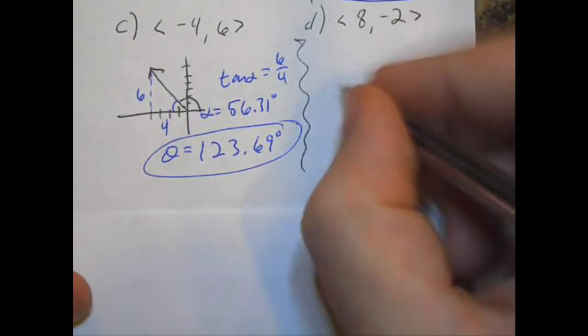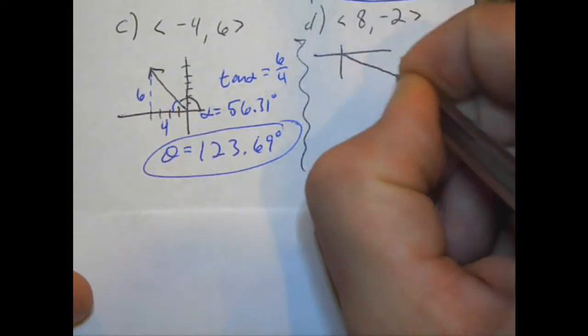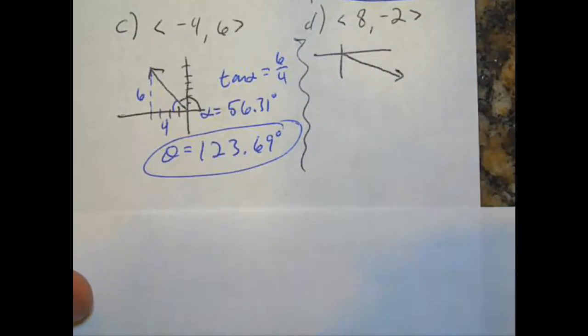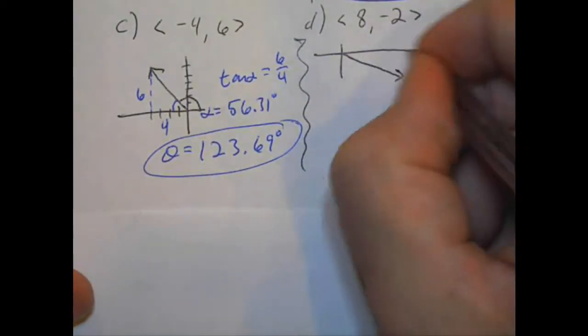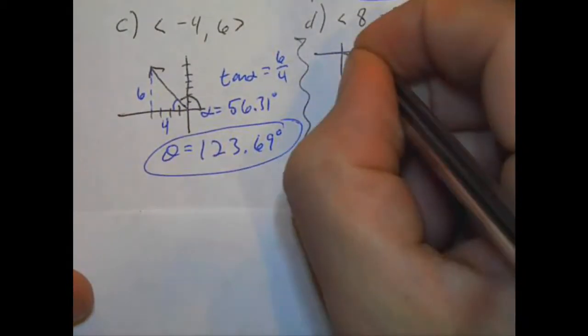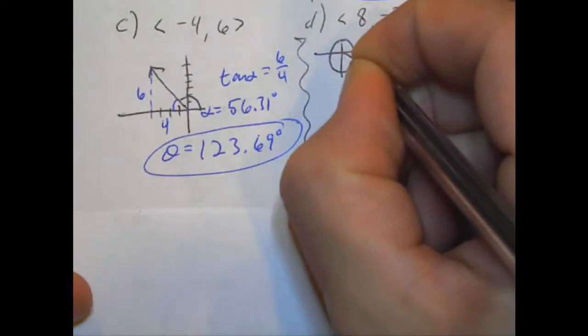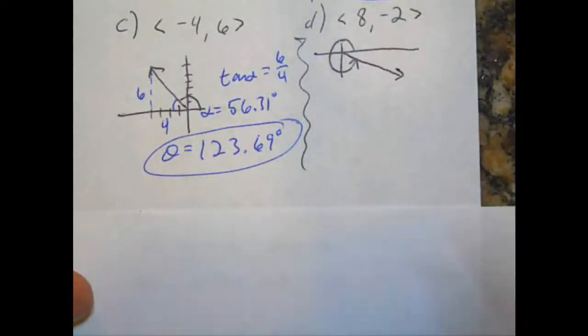Now 8, -2 will be in our fourth quadrant. So over 8, down 2. So that would be our vector right there. And again, the direction angle is going to go all the way around to your vector. So we are this angle short of 360 degrees.